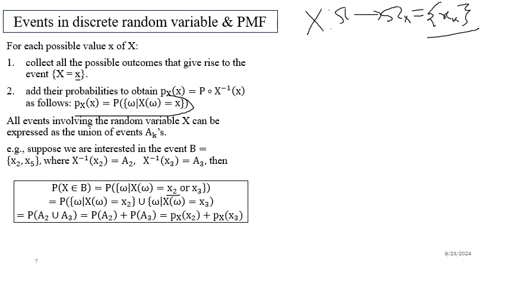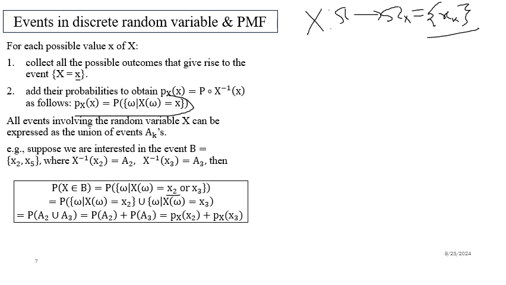Uniqueness. It will break the rule of uniqueness of a function. So it is not possible. By default, those omega which are mapped to X2 would be disjoint with respect to those outcomes which are mapped to X5.